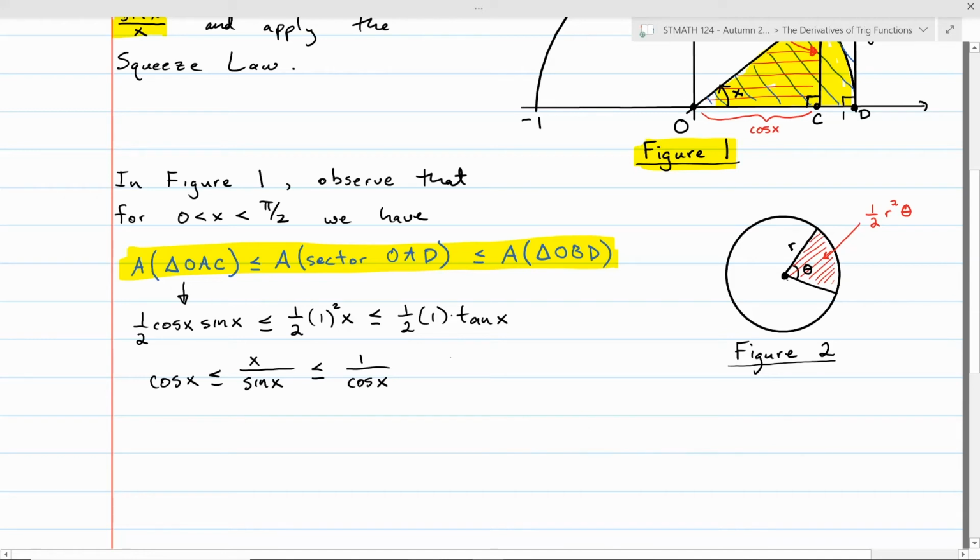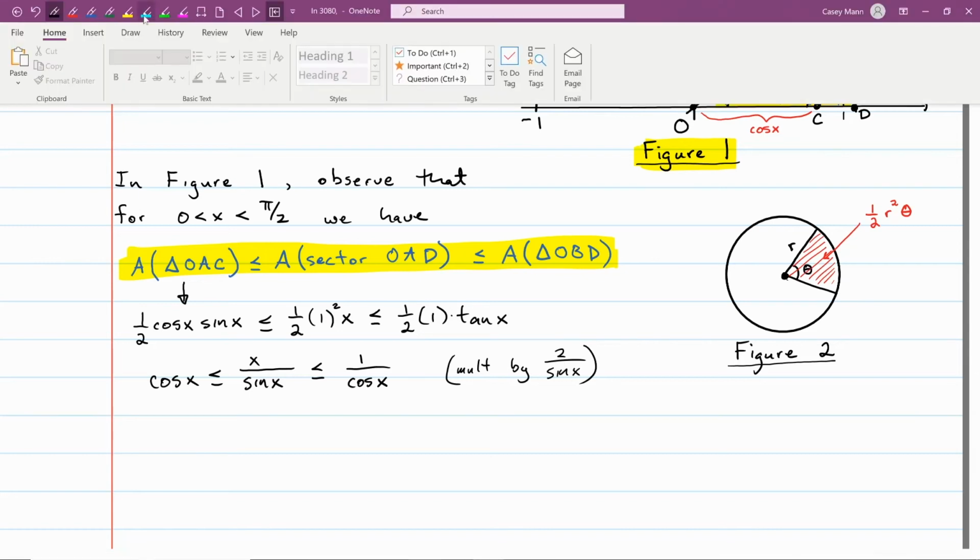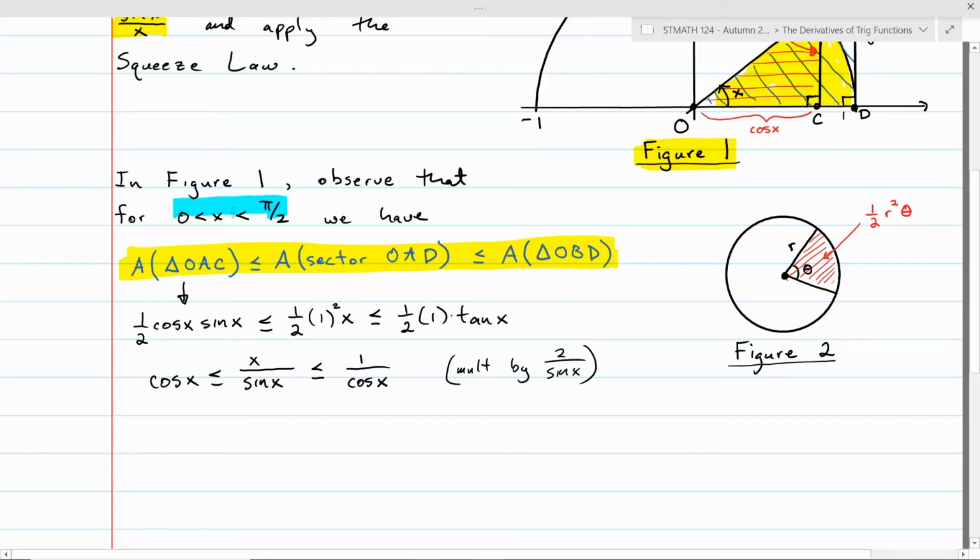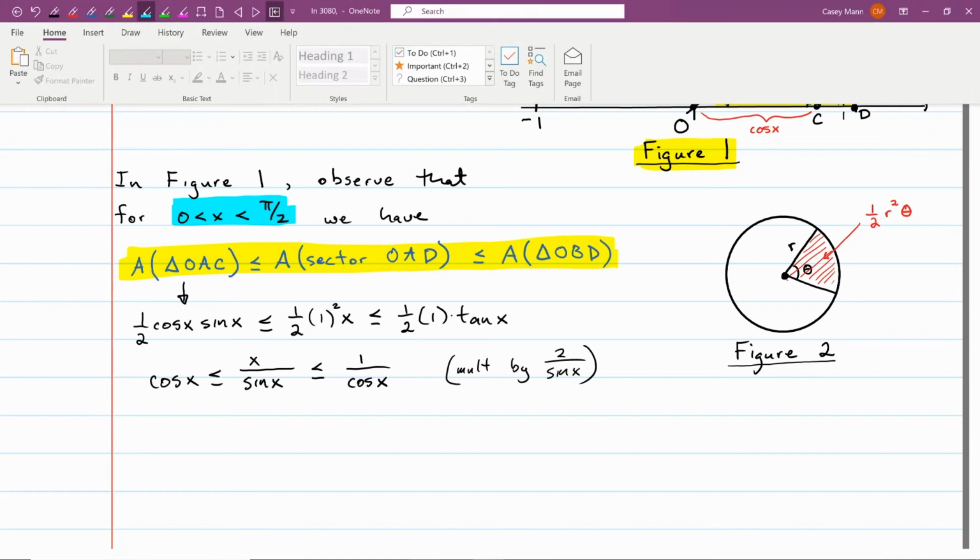So let's just say it this way. I multiply everything by 2 over sine of x. And I can get away with that because I'm assuming here that my angle x is between 0 and pi over 2. And when x is between 0 and pi over 2, I know sine is positive. And so what I did is multiply through that inequality by a positive number, and so it doesn't change the inequality.